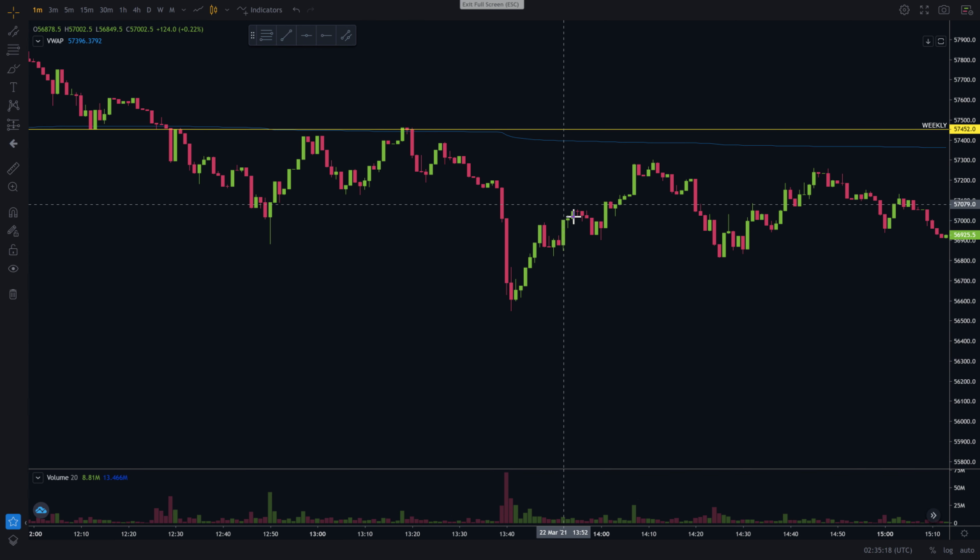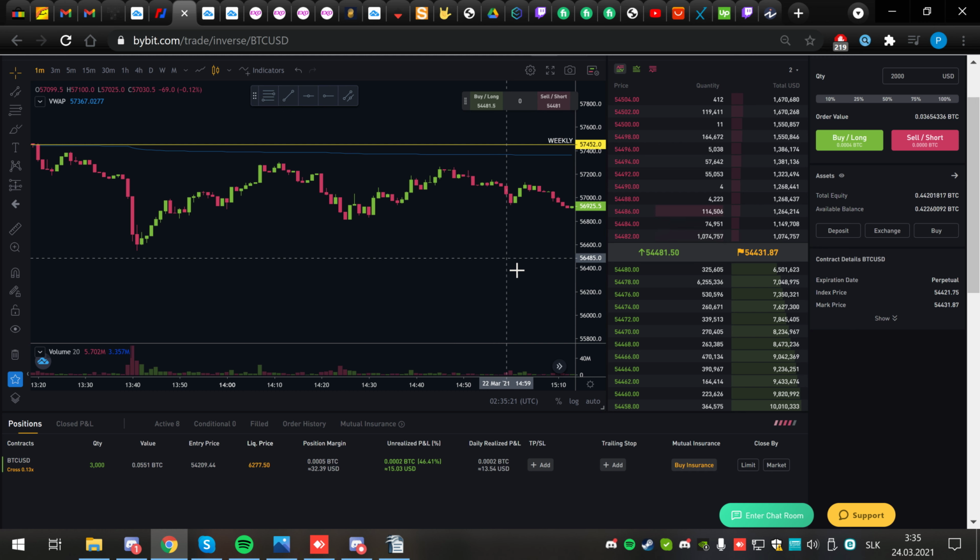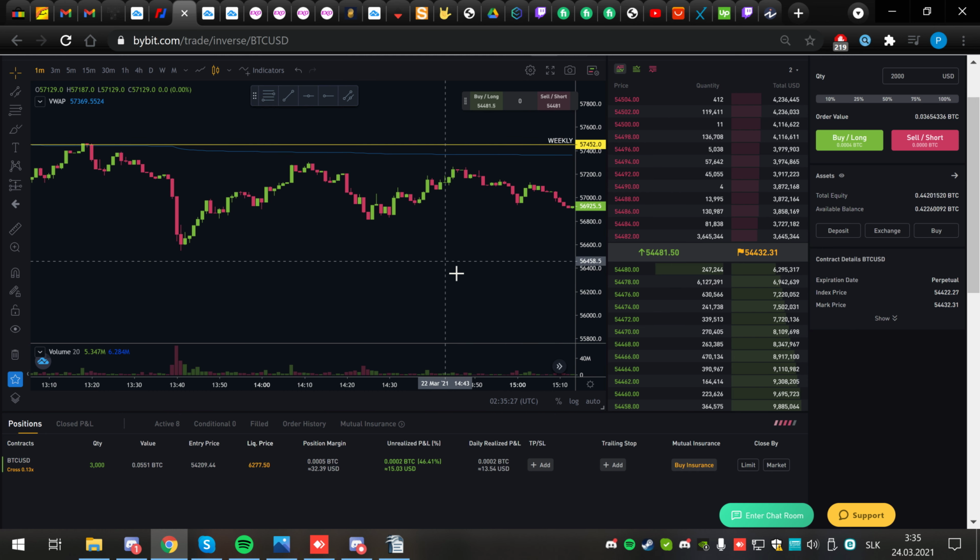So this is volume, and it's very important, so please watch it. Please add it to your trades as another confluence. High volume means you can be right with your trade.